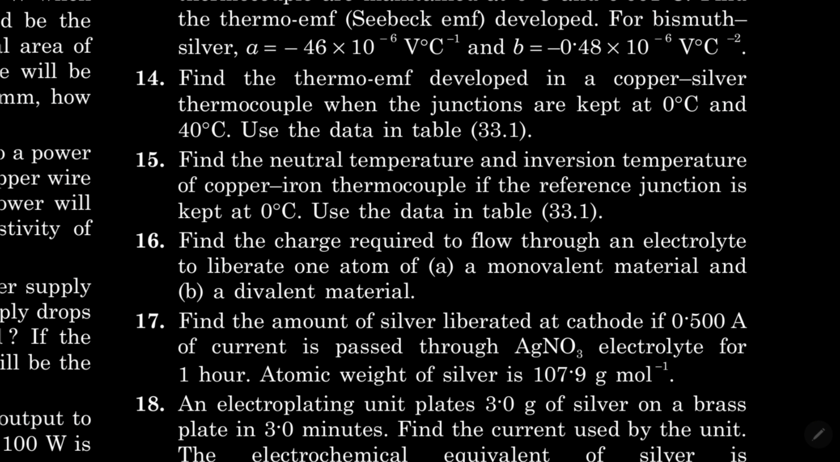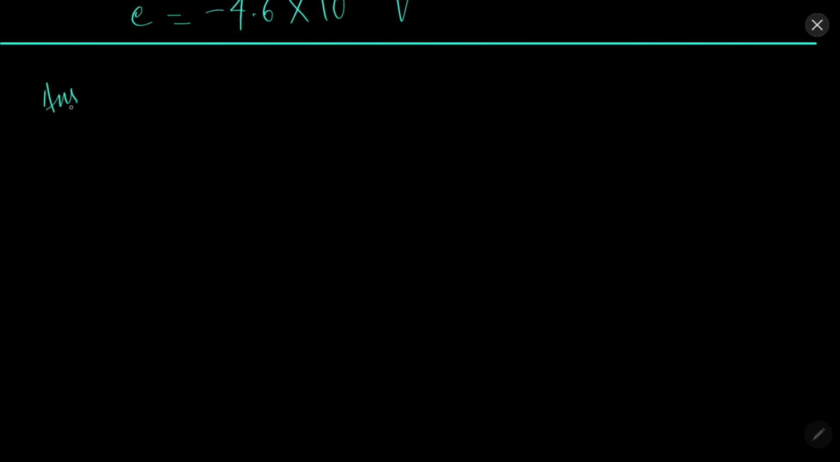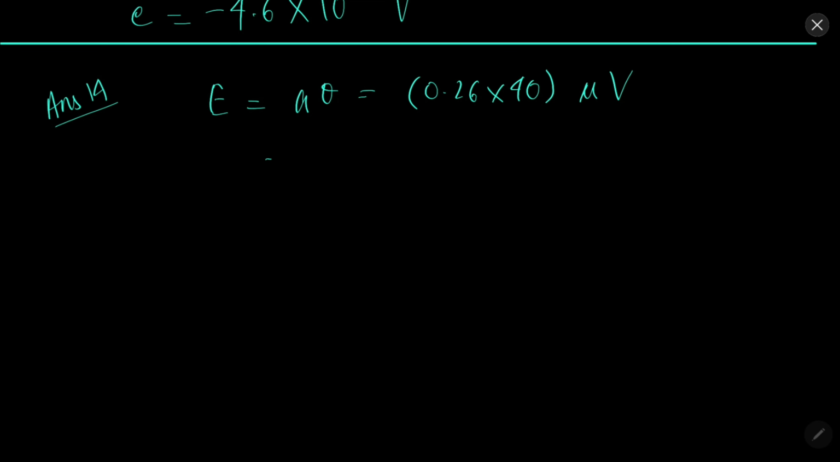In 14, we need to find the thermo EMF developed in a copper silver thermocouple. Solution 14. E will be A theta, 0.26 into 40 microvolt. So it will be 1.04 into 10 to the power minus 5 volt.